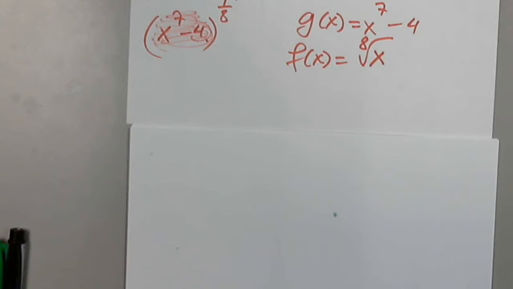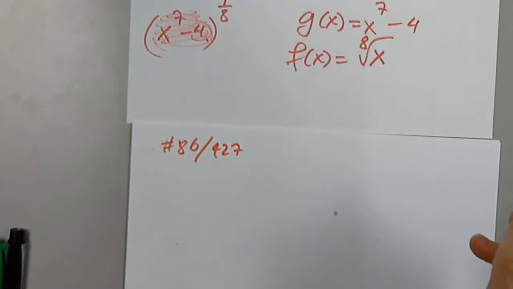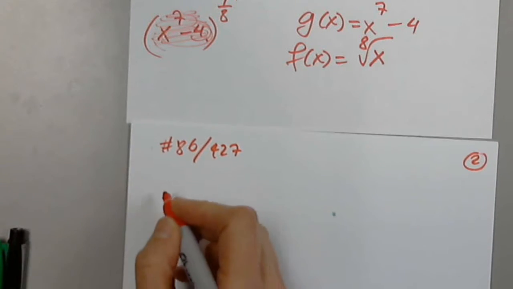I'm looking in the book. Let's choose, or we can make one up. Type 3. Okay, let me look at which problem we did last time because I don't want to repeat the same thing. I think I made it up. Okay, so type 3, I will choose problem 86 on page 427. And here's type 3.